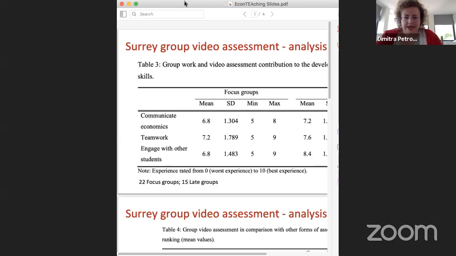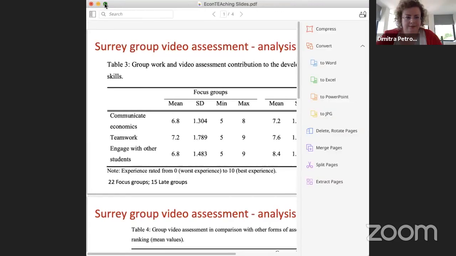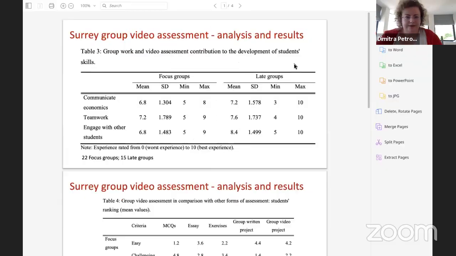Can I share my screen, show you the results? Yeah, of course. Yeah. Can you see it? Yeah. Yeah. Great. So just to run through them briefly, we had different ways in which we assessed students.